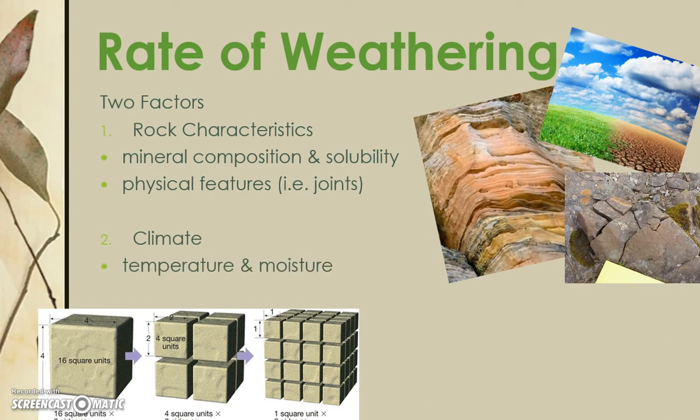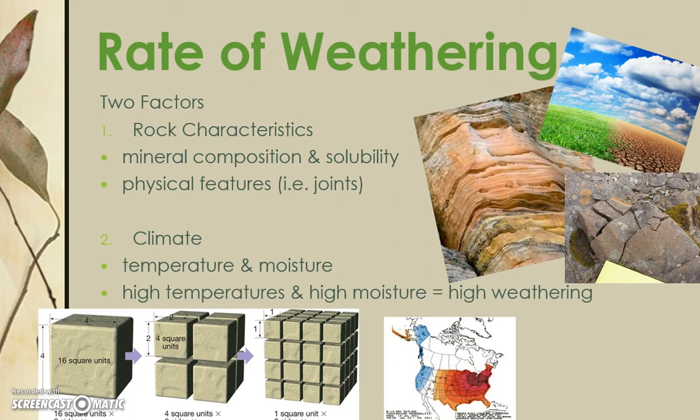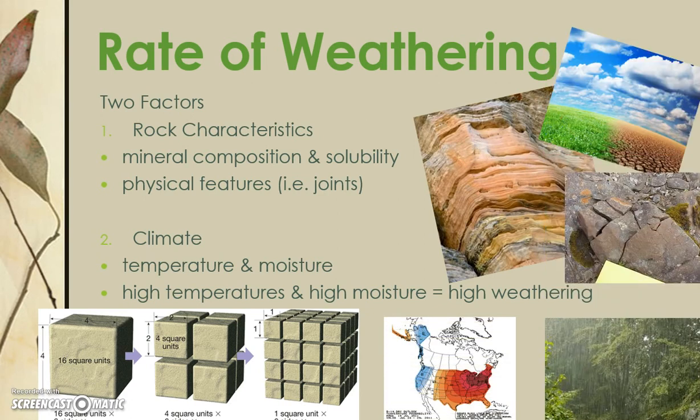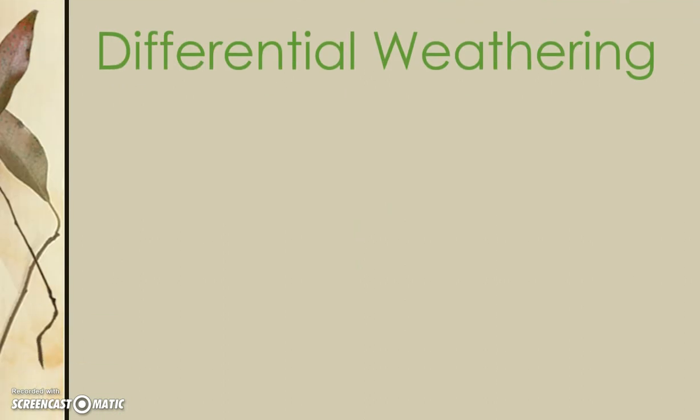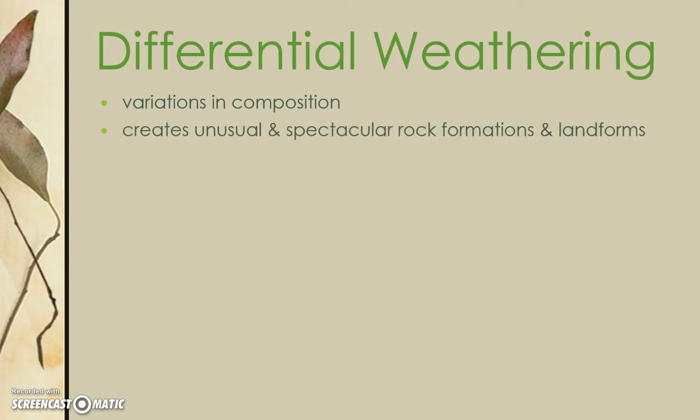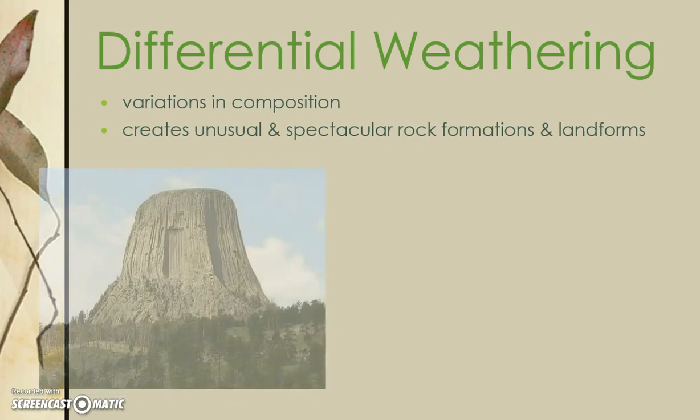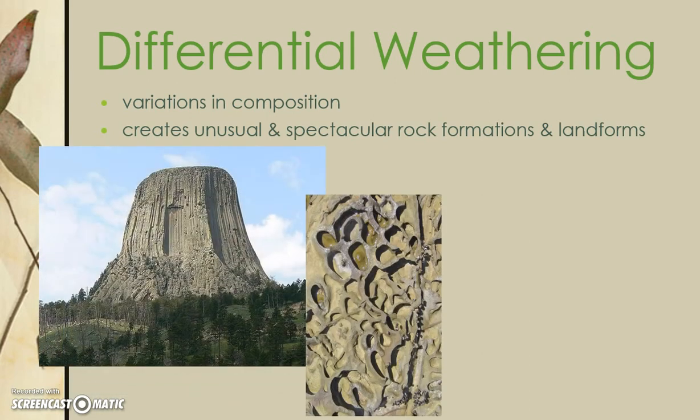Climate is another factor, so temperature and moisture. The higher the temperatures and the higher the amount of moisture in the air, the higher the amount of weathering. You can see by these images, a lot of moisture, so a lot of rain, and we want really warm temperatures. Differential weathering is a variation in composition of the weathering. It creates very unusual rock formations and different landforms. You can see that here.